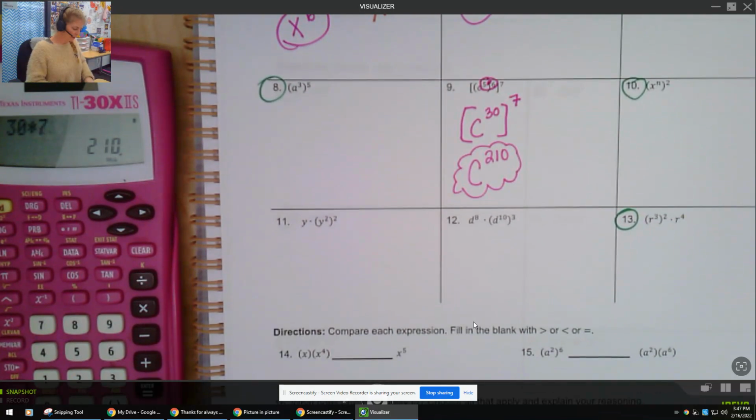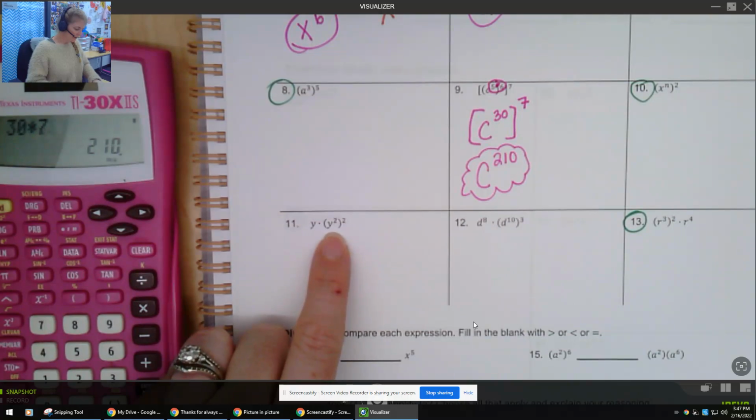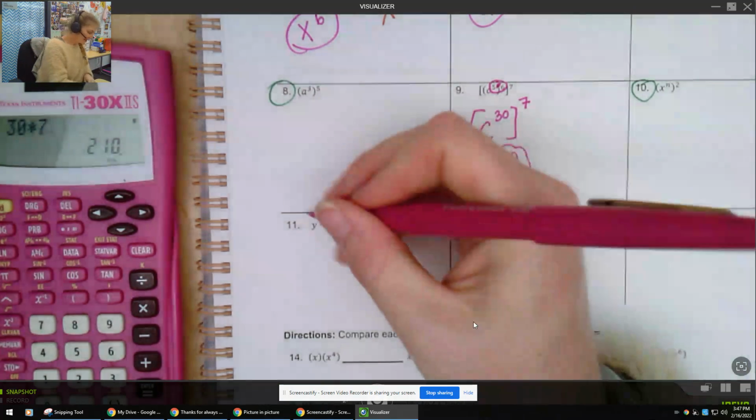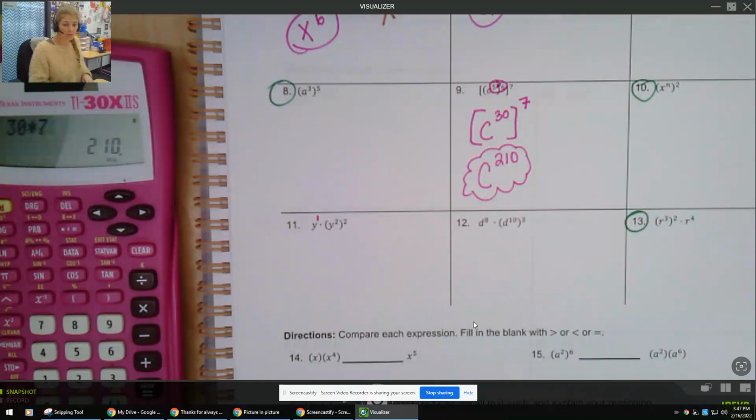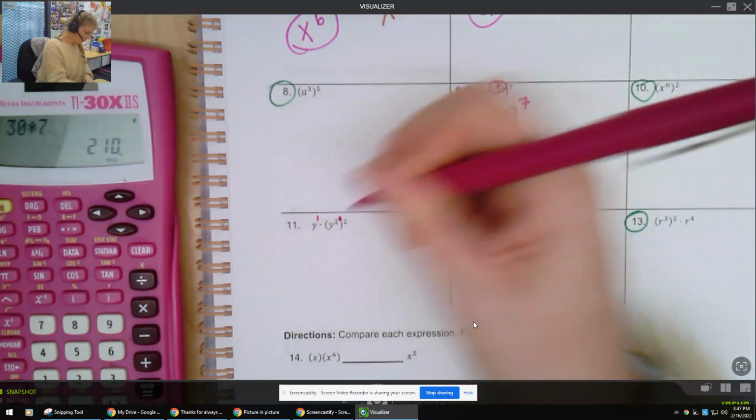Okay, let's look at 11 and 12. 11 is y times y to the second to the second. Remember that sneaky silent exponent of 1 here. Is there anything else I can simplify? Well, here's power of a power.